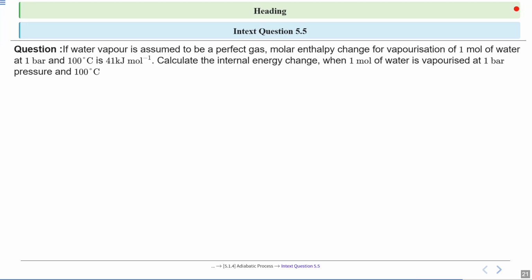Now we'll try to do a question. The question says that if water vapor is assumed to be a perfect gas, the molar enthalpy change for the vaporization of 1 mole of water at 1 bar and 100 degrees Celsius is 41 kilojoule per mole. You have to calculate the internal energy change when 1 mole of water is vaporized at 1 bar pressure and 100 degrees Celsius. Your time to solve this question starts now.